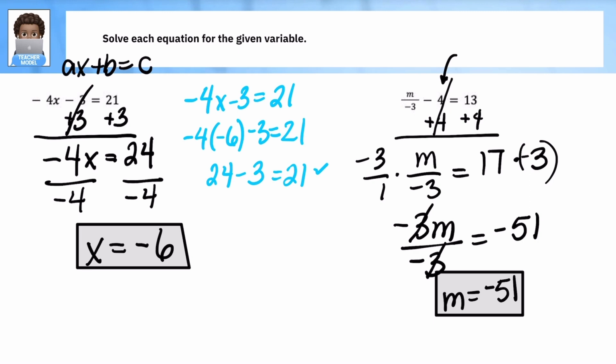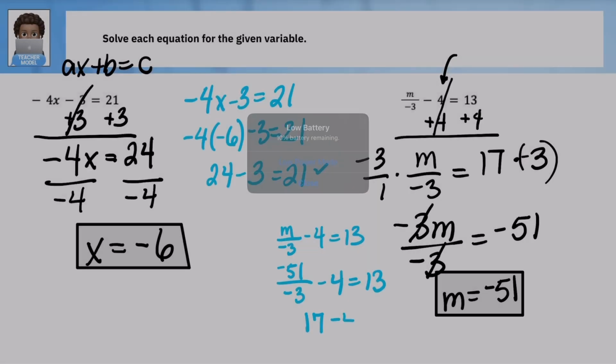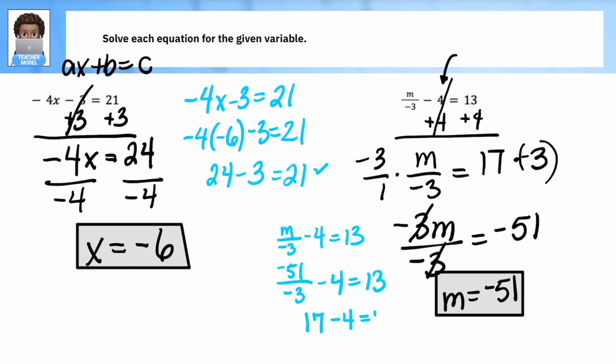Let's double check our work. I want to give myself some room and some space. So m divided by -3 minus 4 equals 13. -51 divided by -3 minus 4 equals 13. All right, so 3 goes into 5 one time, gives me a 2, 21. 3 goes into 21 7 times, so 17 minus 4 is equal to 13. There, we're done. We're correct. Hit pause and jot this down in your notes.